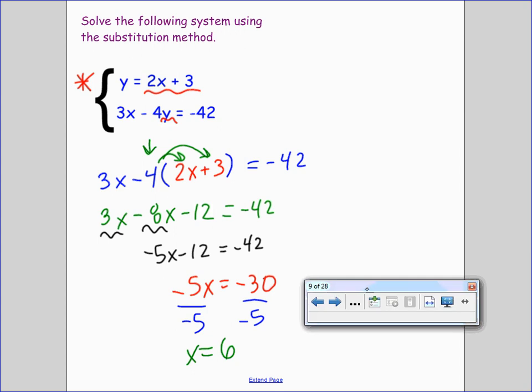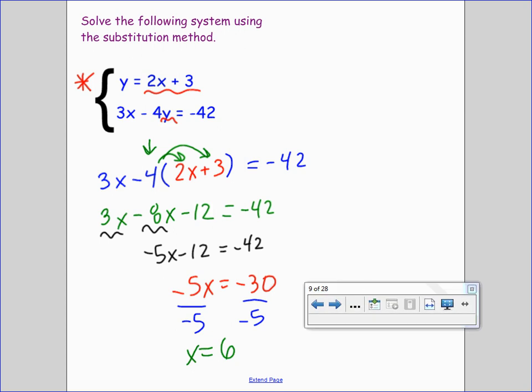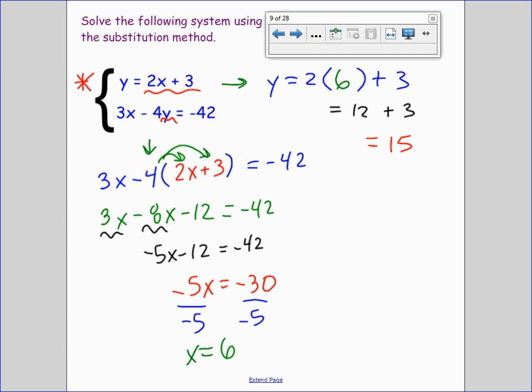Awesome. After I have my x value, then all I need to do is go into that original asterisk equation, what y equals, and plug in my 6 for x to see what y equals. So I'll go ahead and rewrite y equals 2 times x plus 3, but now I'm going to put in what we found x to be, which was 6, so I get 2 times 6 is 12 plus 3. So I'm getting 15. However, I'm not going to box 15, right? I'm not going to box 6. Remember, our solution to a system is an ordered pair, x comma y.